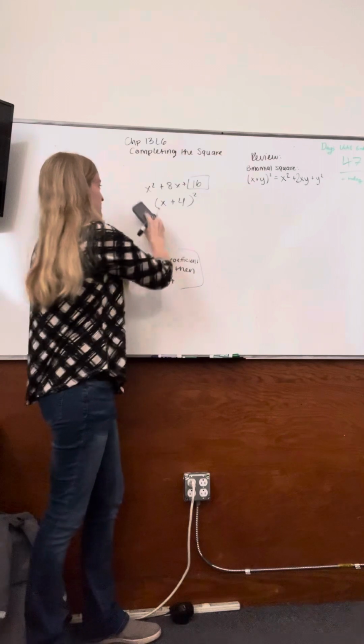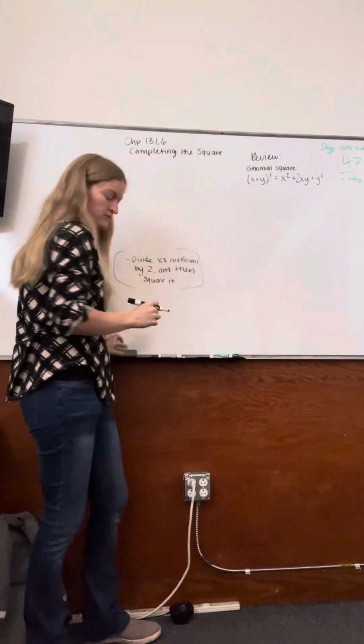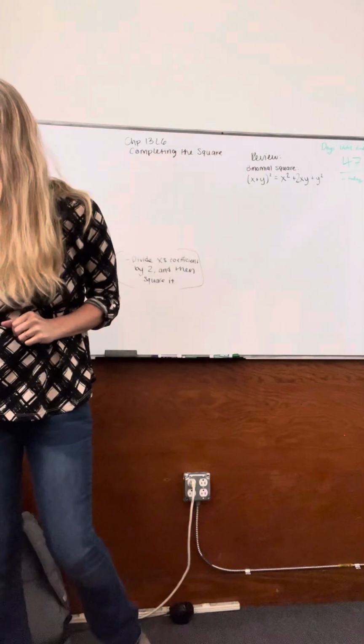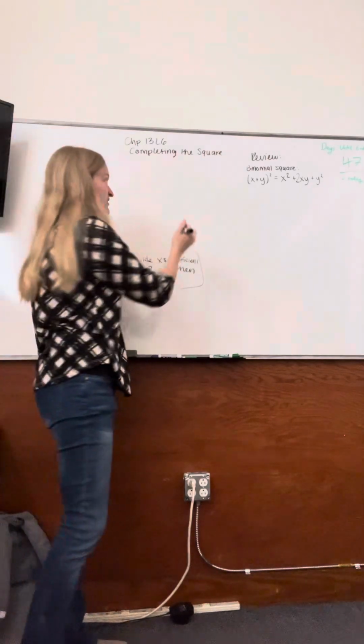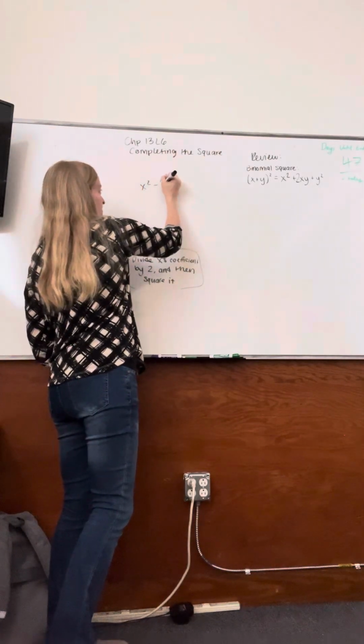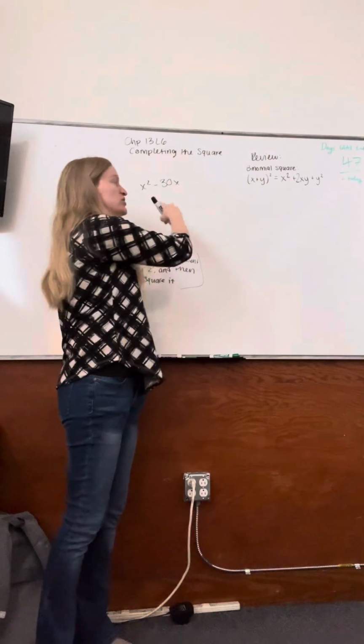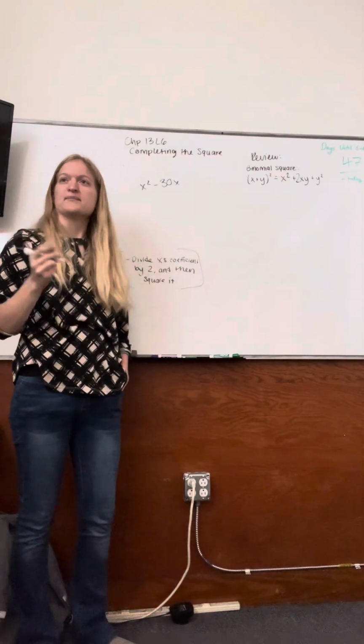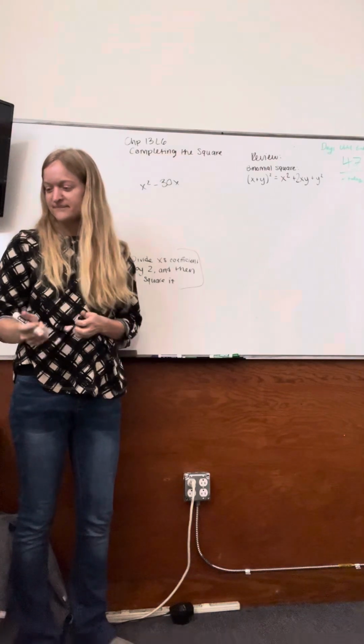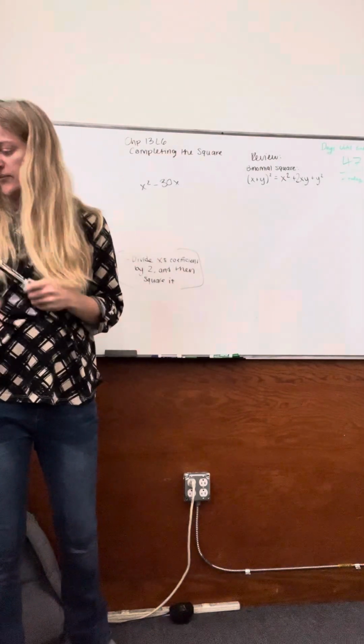Okay, let's try another. What term would you need? This is x squared minus 30x. What does the third term need to be in order for this expression to be a trinomial square? Tell me on your board when you find it.